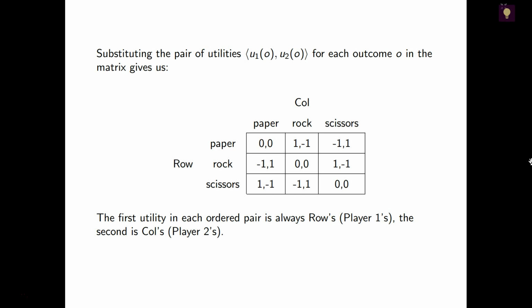If we then go ahead with rock, paper, scissors, we can substitute the pair of utilities U1 of O and U2 of O for each outcome in O in the matrix, and that gives us these utilities that we see here. The first utility in each ordered pair is always row's utility, or player 1's utility. So at paper, paper, row gets 0. And the second utility in each ordered pair is always player 2, or column's utility. So the first one is player 1, the second one is player 2.